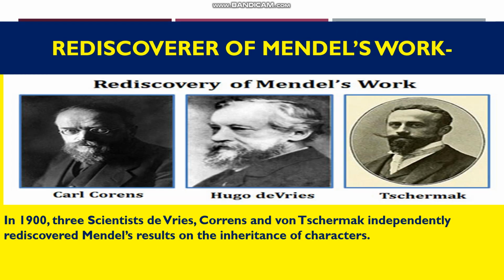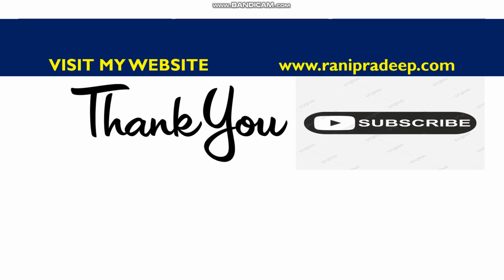Now the rediscoverers of Mendel's work are De Vries, Correns and Tschermak in 1900. In 1900, three scientists, De Vries, Correns and Tschermak, independently rediscovered Mendel's results on the inheritance of characters. And the chromosomal theory of inheritance was put forward in the year 1902. So that you will be learning in the next class.